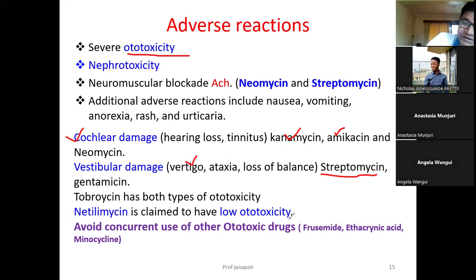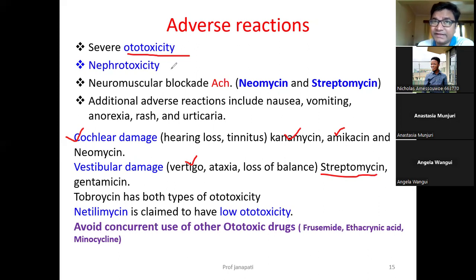So this is one of the important factors. During examination, they may ask, among all the aminoglycosides, which has the least ototoxicity? It is netilmicin. Netilmicin. Now, one more important side effect is nephrotoxicity. We already learned in the properties why these drugs produce ototoxicity and nephrotoxicity, because the drugs concentrate in this region.